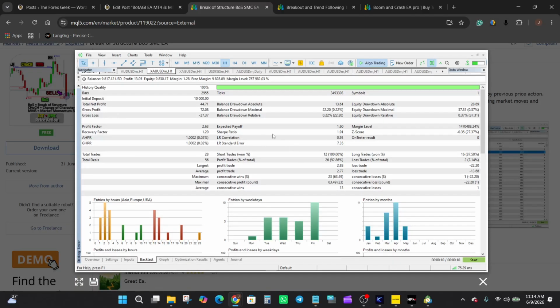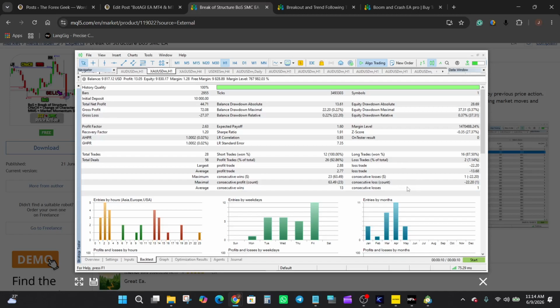Now, from the information provided here, we can see that initial deposit is $10,000. Total net profit was just $44.7. And we can see that total trades were 28, short trades were 12, all profitable, long trades were 16 with 87.5% win rate. Largest profit was 2.88, largest loss 22.2, average profit 2.77, average loss 13.68. This tells me that the average risk to reward ratio is bad. All right, and then you can also see that the win rate is quite high.